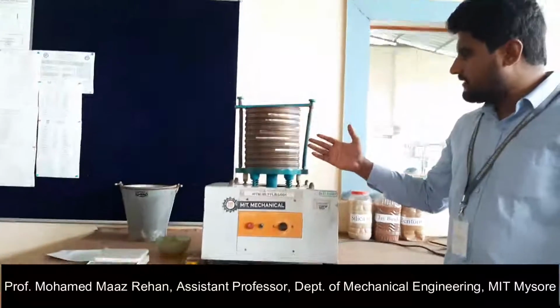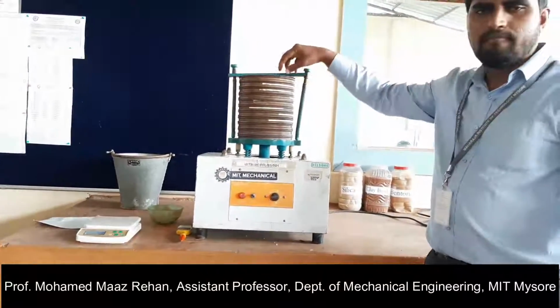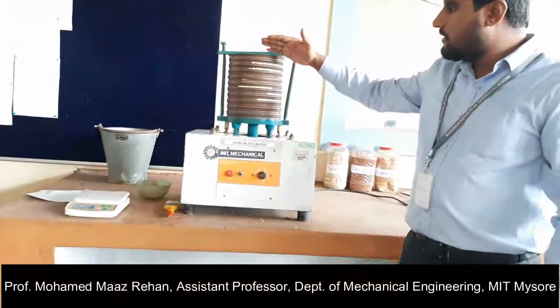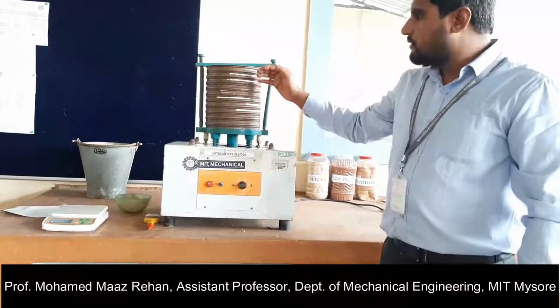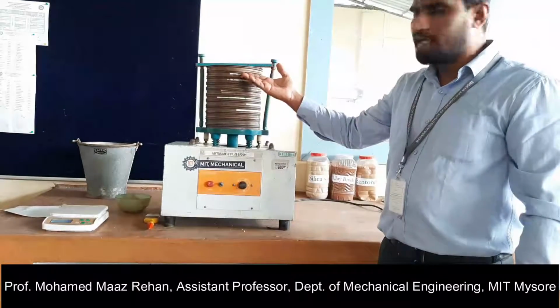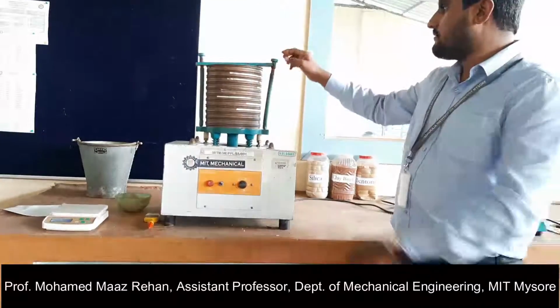Now we have run the sand siever for 15 minutes. The sand which we poured on the top of the sieve got settled down in different sieves with different quantities. We need to measure the different quantities of sand that have settled in the different sieves.